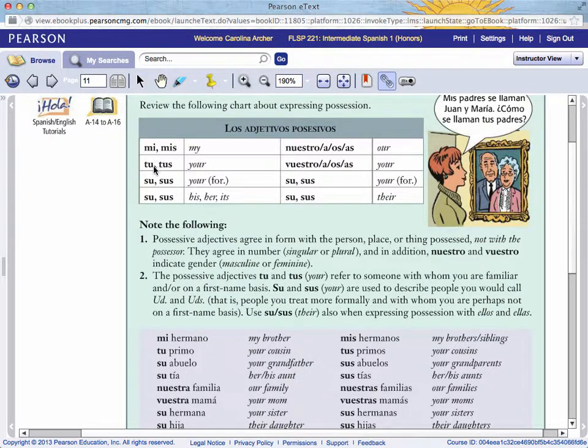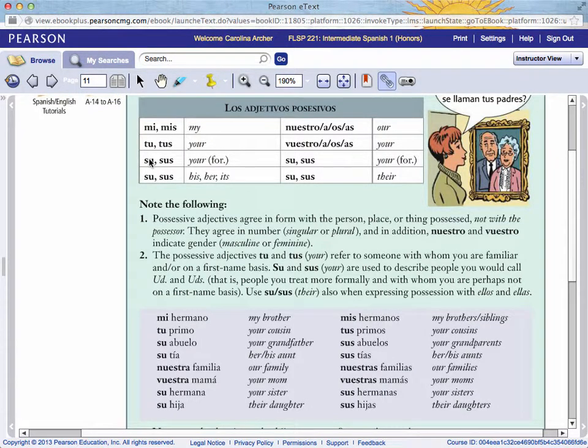Okay? The same thing with tú. If you're talking to a person and you're saying your brother or your sister or your cousin or whatever, you have to take into consideration what it is that this person is possessing. So if you're talking to tú, you're going to use tu if it's one, tu primo, or tus primos. Okay? Now, su, for your formal, for the usted form. Su abuelo, if it's one. Okay, if I'm talking to, for example, a person that I want to show respect for because it's an older person, I'm going to say su abuelo. Este es su abuelo, okay? Or if it's more than one, I'm going to say sus abuelos, all right?